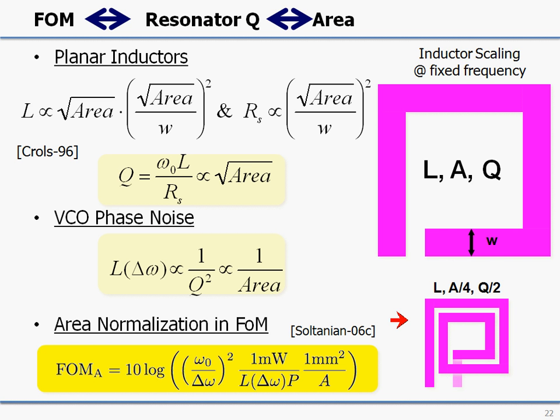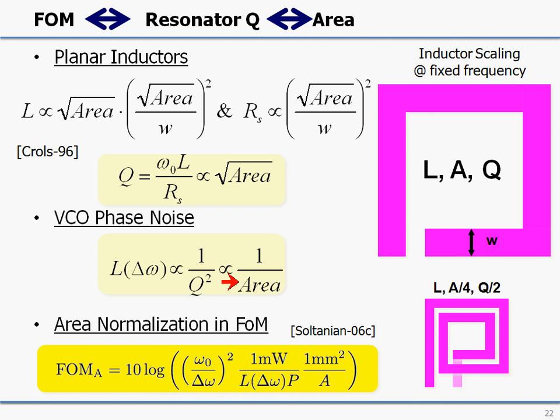also current crowding losses, and so forth. To the first order, actually, you can show that the quality factor of the inductor is proportional to the square root of the area that you have available to build it. Now, since the phase noise is proportional to 1 over the square of the quality factor, we actually can claim that to the first order the phase noise performance of the oscillator is inversely proportional to the area that you have available.